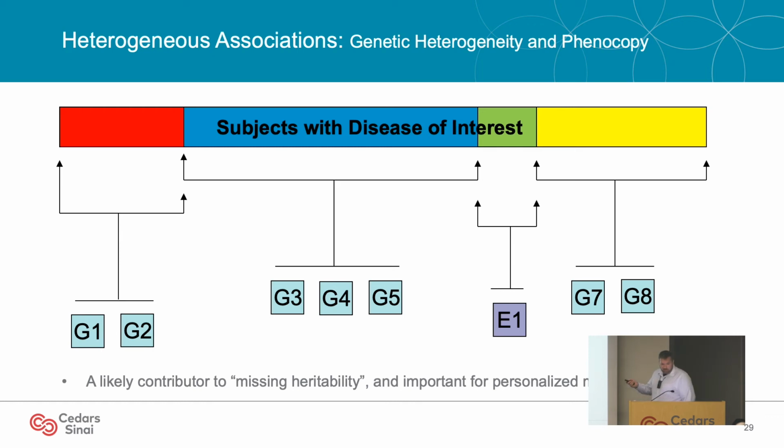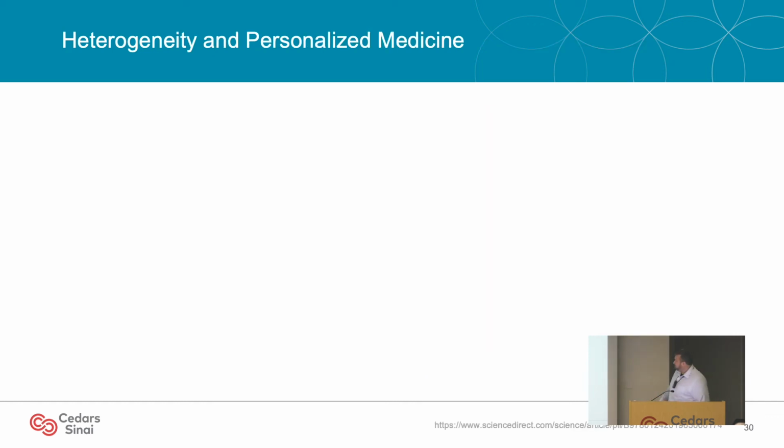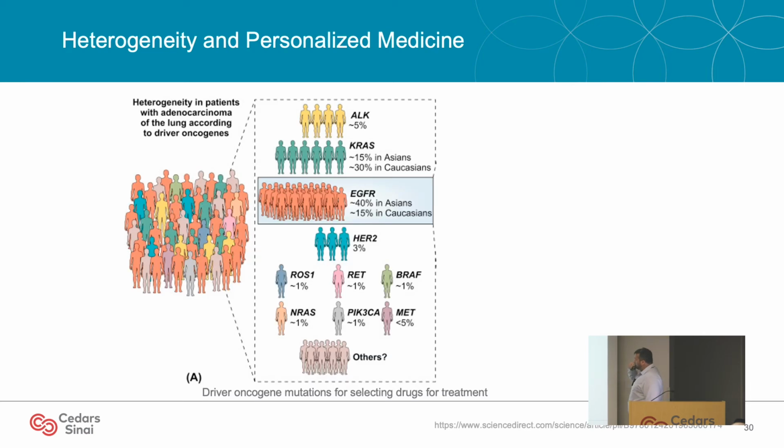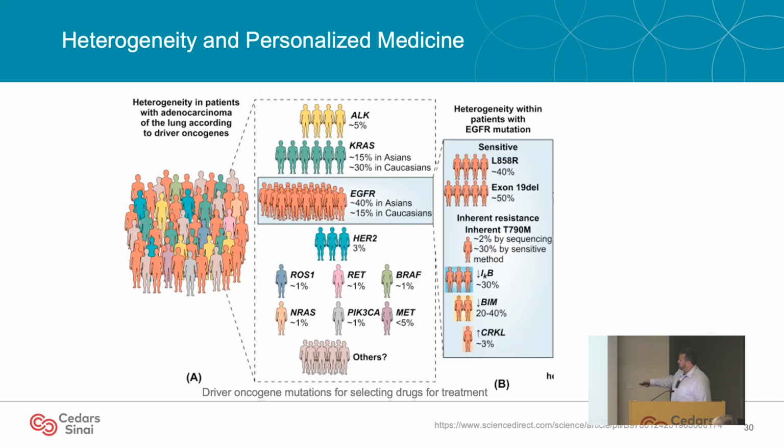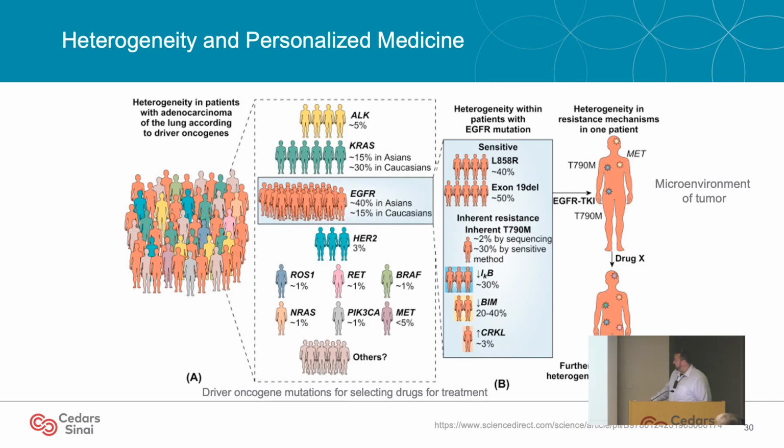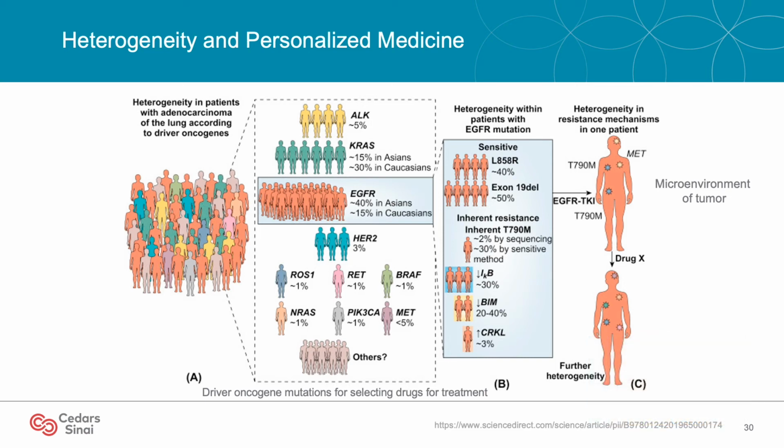To give a little bit more specific real-world example, here's an example of heterogeneity, where we have heterogeneity in patients with adenocarcinoma of the lung. And so we start off with this group of patients over here. And then we can separate out this group of patients by known driver oncogene mutations, and people are using these to select drugs for treatment. If we hone in, and so this is an example of heterogeneity, right? We know that this group right here is more responsive to a specific drug. In particular, in this example, people with an EGFR mutation can be treated by this EGFR TKI.